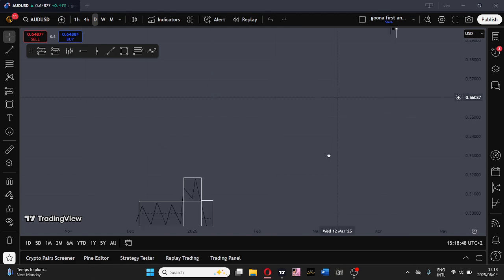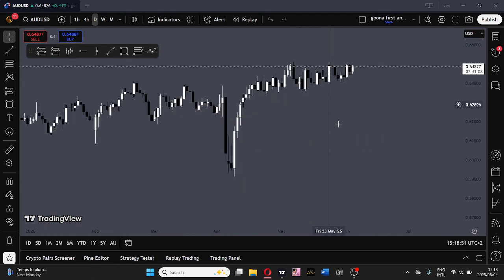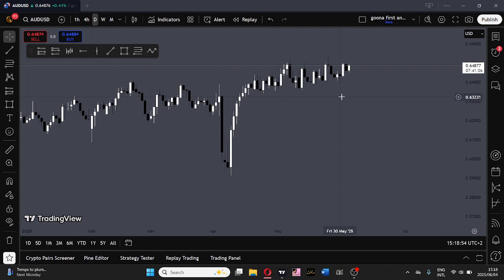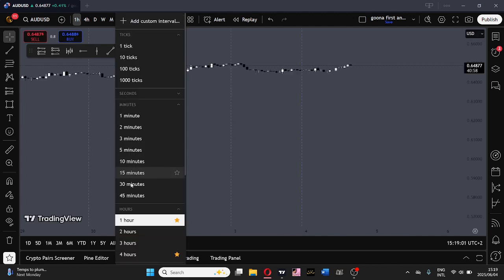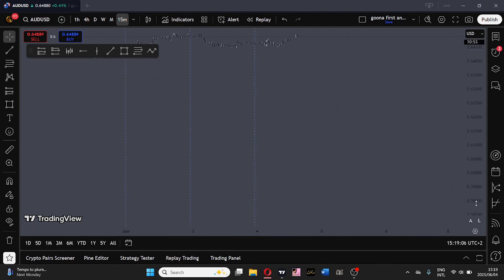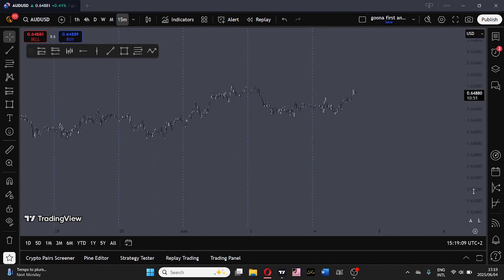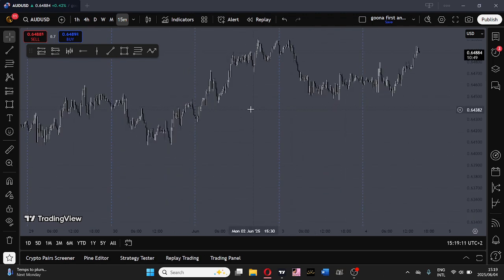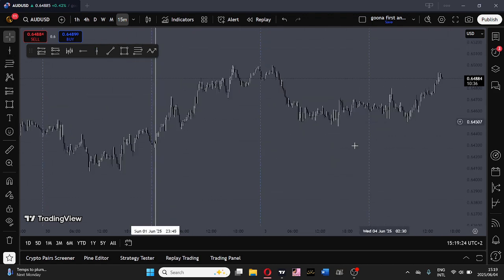Let's look at the chart and see what happens. Let's just use this one. As you can see, this one has been ranging for quite some time now. But let's go down all the way to the 15-minute time frame. Make this very quick, very simple. We'll start on a Monday. Let's start on this Monday here, till where it is today.